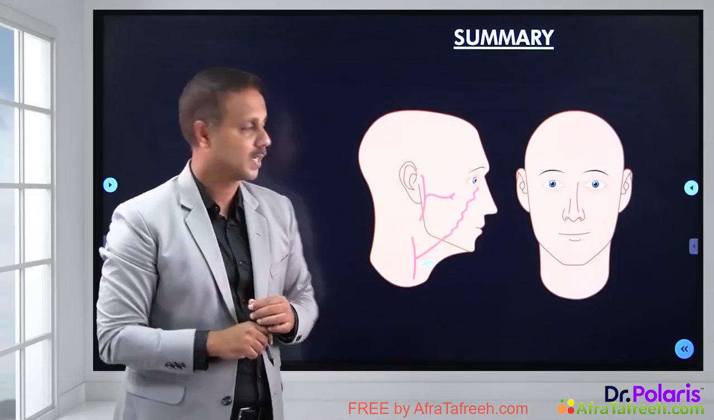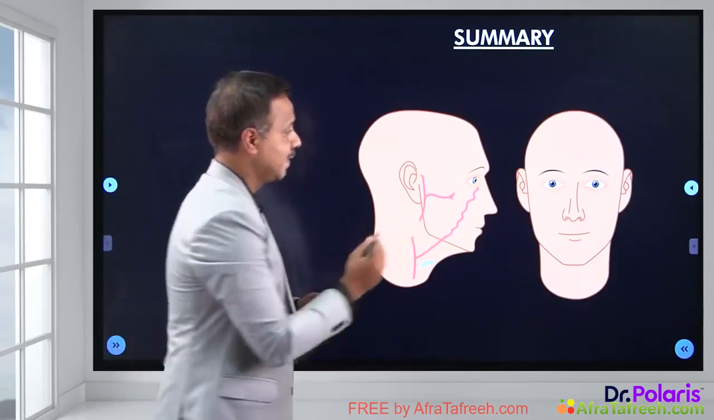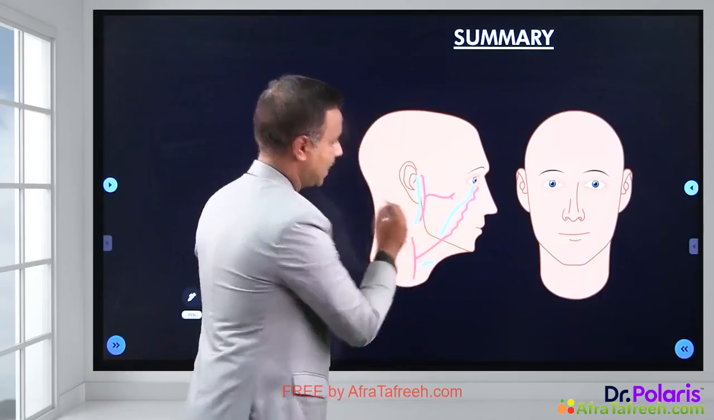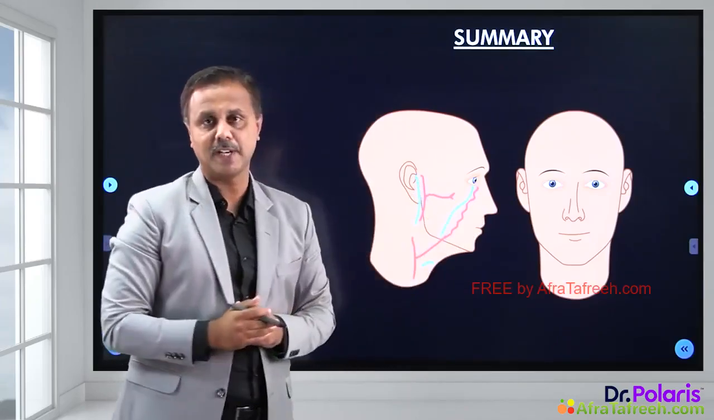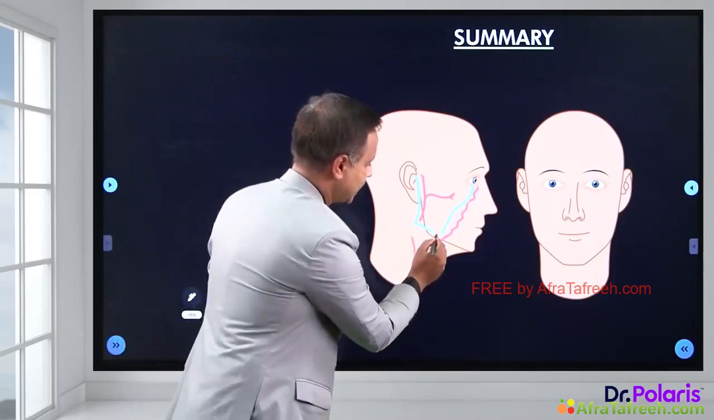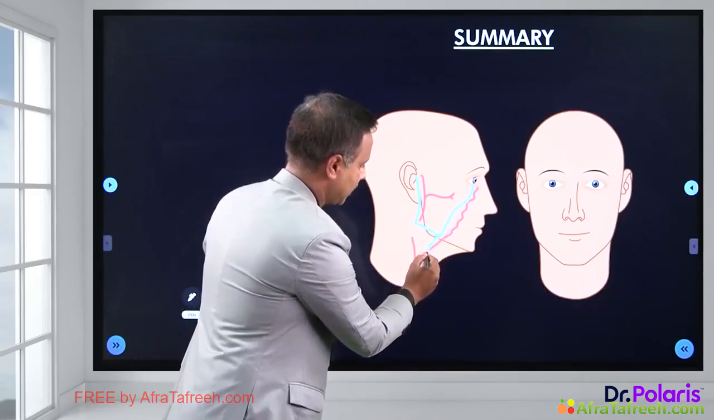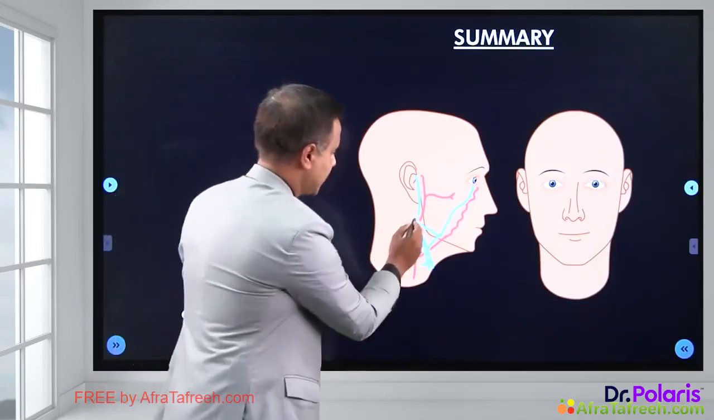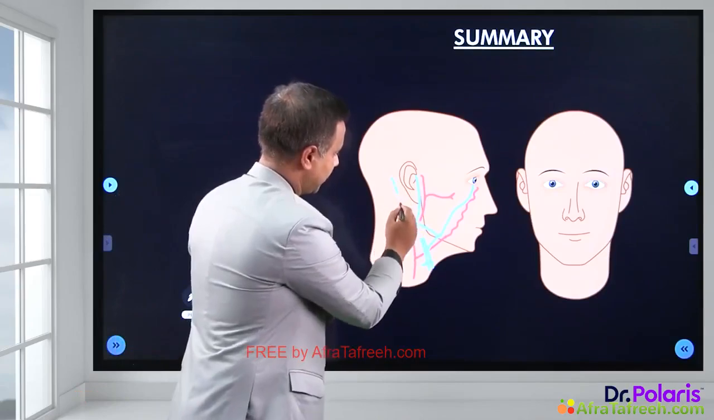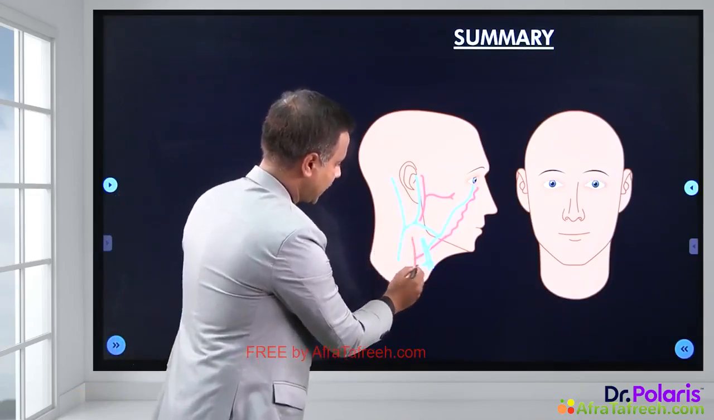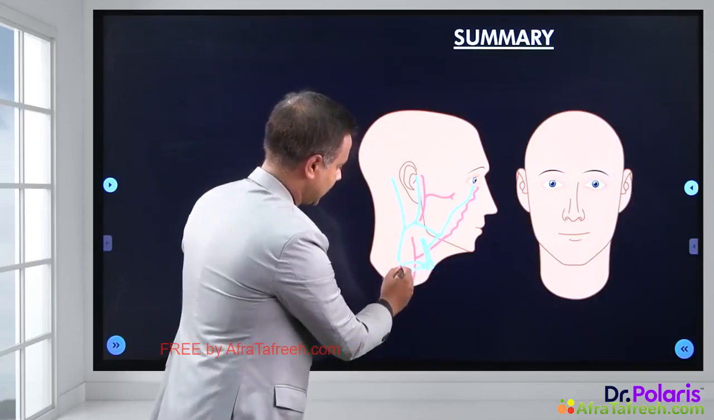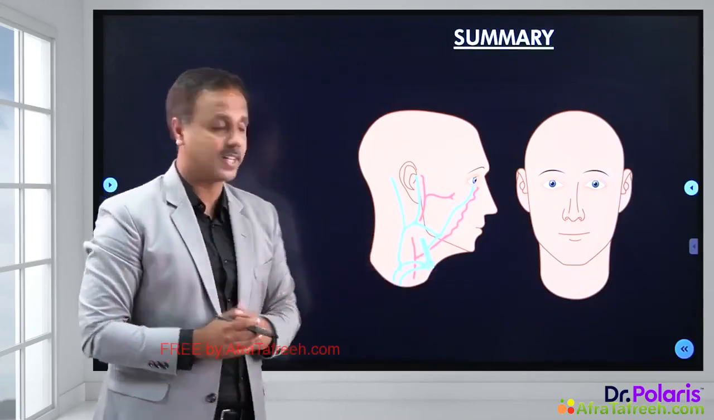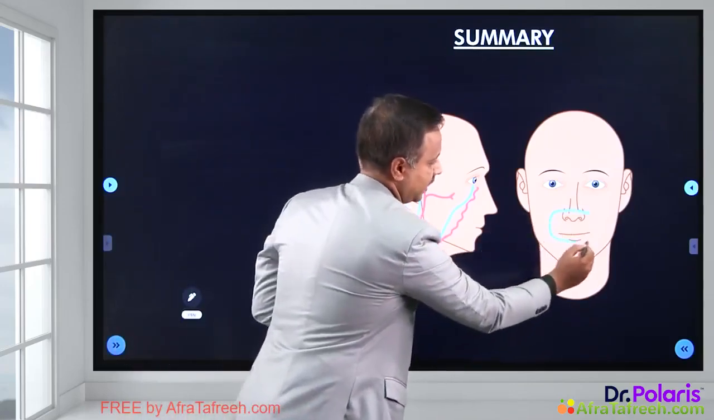Regarding the venous drainage of the face, we said there is a facial vein, then there is a retromandibular vein. The facial vein, as we discussed, will unite with the anterior division of the retromandibular vein, form the common facial vein, and drain into the internal jugular vein. Whereas the posterior division of the retromandibular vein will unite with the posterior auricular vein, forming the external jugular vein, and opens into what? Yes, the subclavian vein.